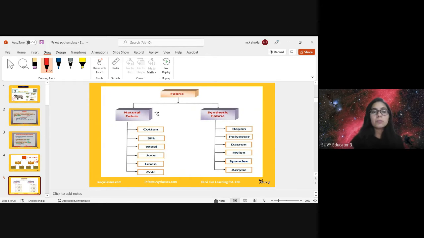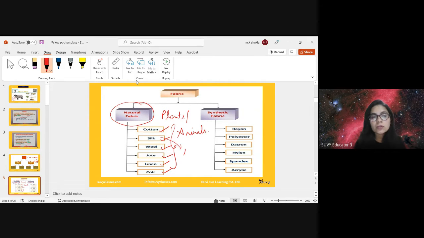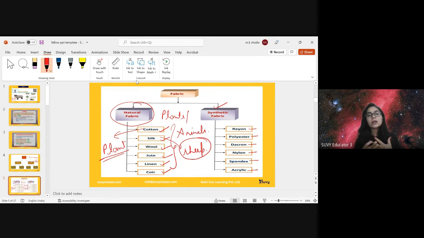So now these are the examples you can see: natural fabric and synthetic fabric. First, natural fabric can be cotton, silk, wool, jute, linen. These are natural fibers that are obtained from either plants or animals. Okay. So silk is obtained from the silkworm. I have already told you. Now, cotton. Cotton comes from the cotton plant you might have seen somewhere. In the same way, there are synthetic fibers, that is rayon, polyester, dacron, nylon, spandex, acrylic. These are the synthetic fibers that are made by human beings in the labs. These can be organic and inorganic.